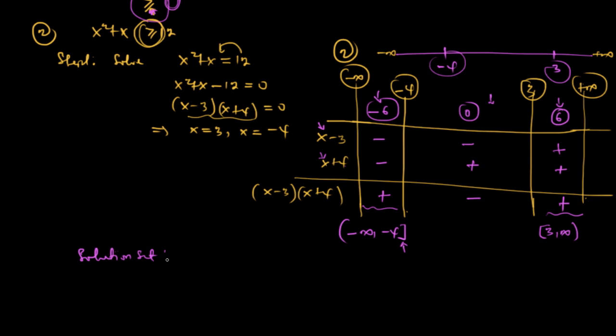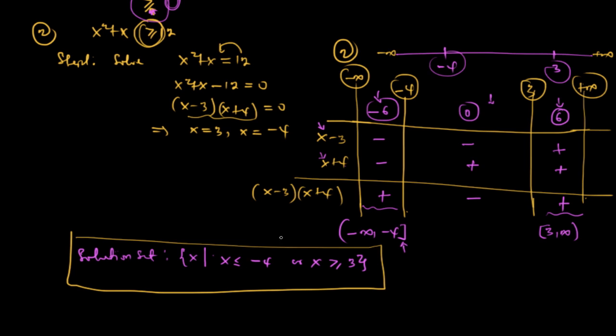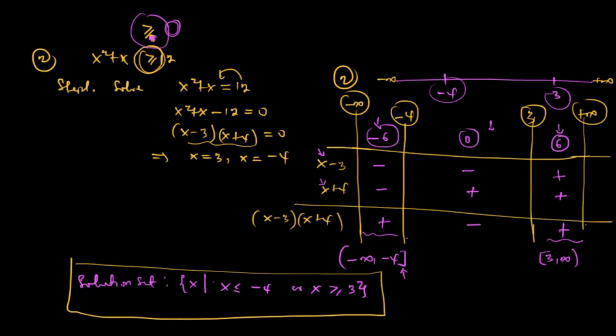So therefore the solution set this time around is going to be the set of all real numbers x such that x is less than or equal to negative 4 or x is greater than or equal to 3. That is going to give you the solution to the quadratic inequality, and that should give you an overview of how to solve quadratic inequalities.